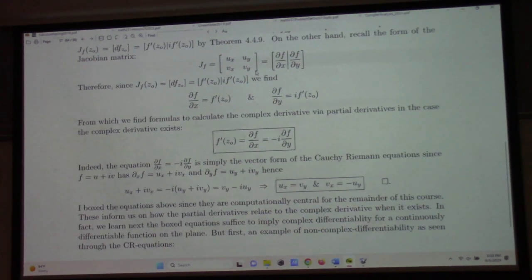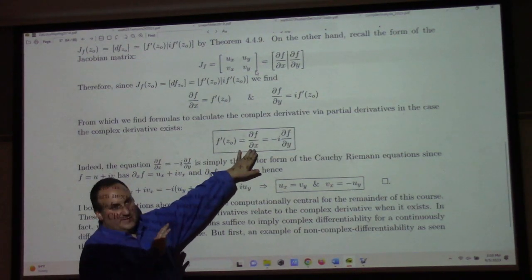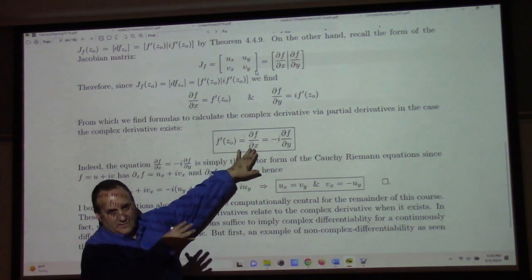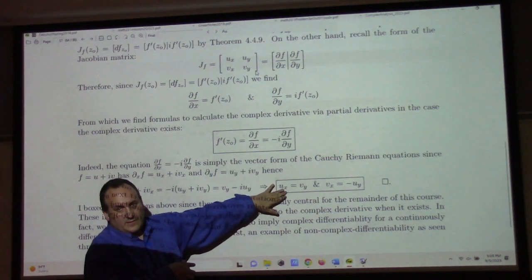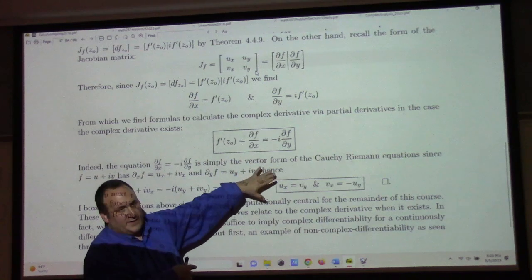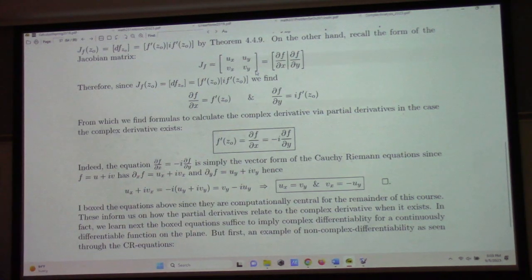So these two boxed equations are the Cauchy-Riemann equations. This is the Cauchy-Riemann equations at just the level of f notation. These are the Cauchy-Riemann equations at the component level. So both have their place, right? So anyway, a question? Yeah.